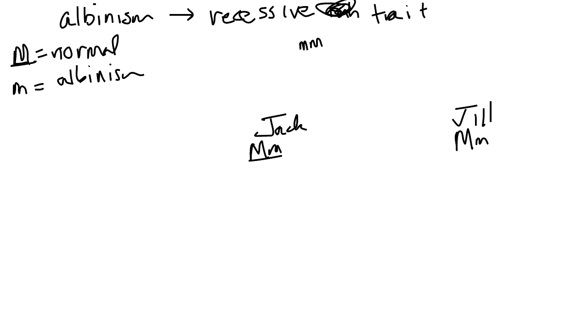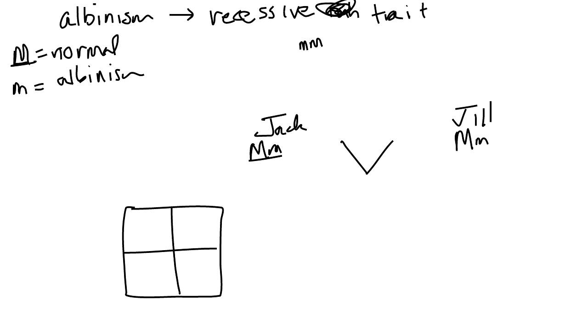So the question is, when Jack and Jill have children, what chance do they have of having a child that's albino? We'll have to set up our Punnett square. Again, we're only doing one trait, so we just need four boxes. Let's put Jack's gametes across the top. Remember, gametes are half the genetic material, so one big M there, one little m there. Same thing for Jill, one big M, one little m. Now we just fill in the boxes.